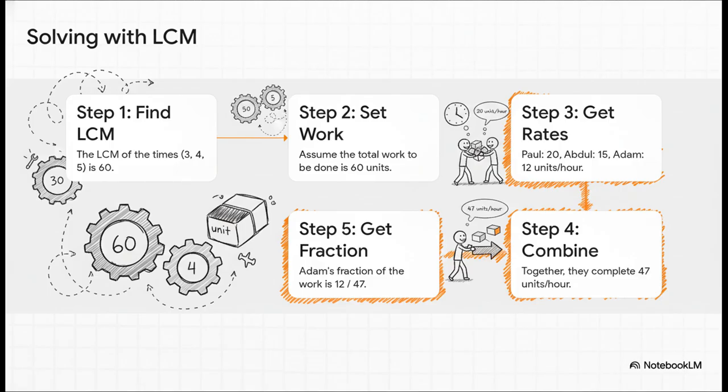Find their individual rates. Paul does 60 units in 3 hours, so that's 20 units per hour. Abdul does 60 in 4, so that's 15 units per hour. And Adam does 60 in 5, which is 12 units per hour. See? All whole numbers. Now, what's their combined rate?